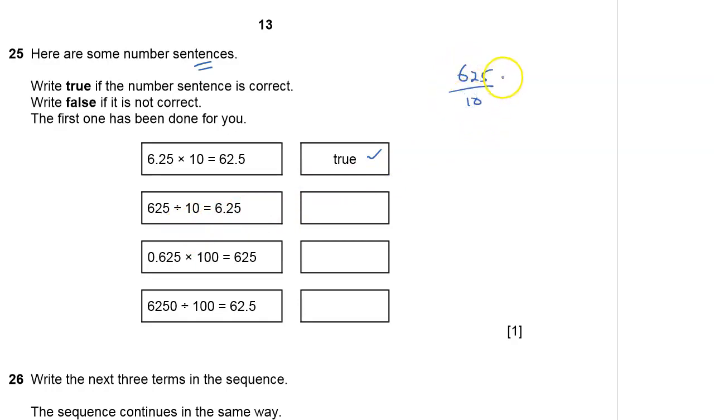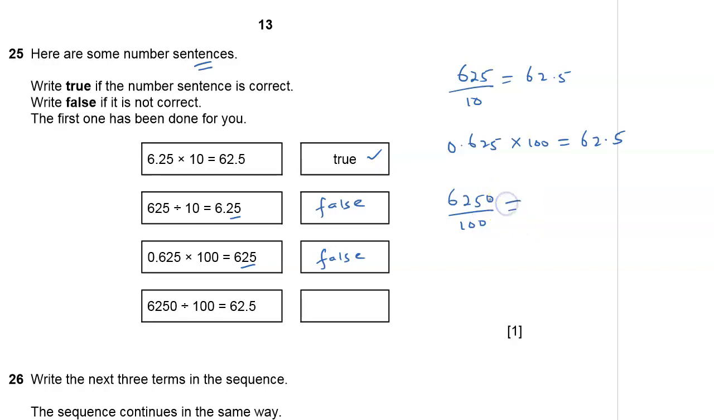6.25 divided by 10. This gives us 0.625. But the answer given here is 6.25. So this is definitely false. 0.625, when we multiply this by 100, this gives us 62.5. The answer given here is 625. Definitely, likewise, that is false. We have 6,250. We divide by 100. When we do that, the answer you're supposed to get is 62.5, and it's the same answer we got here. So this one is true.